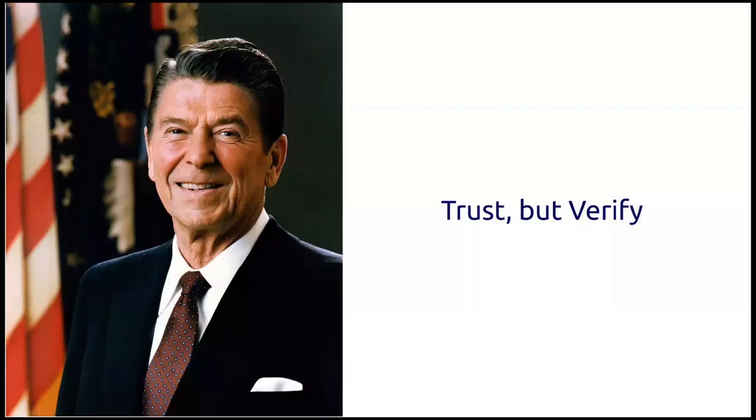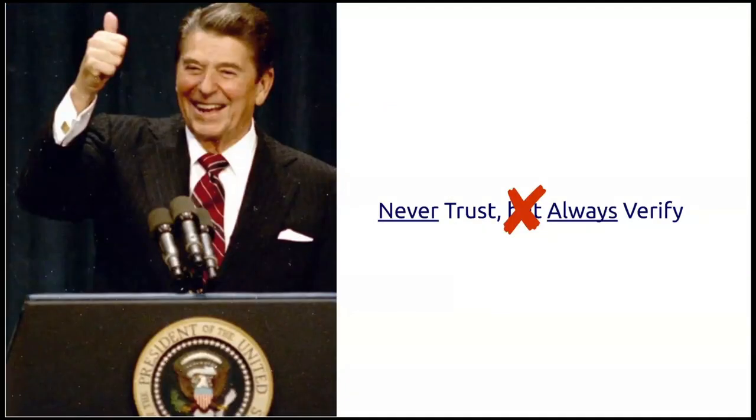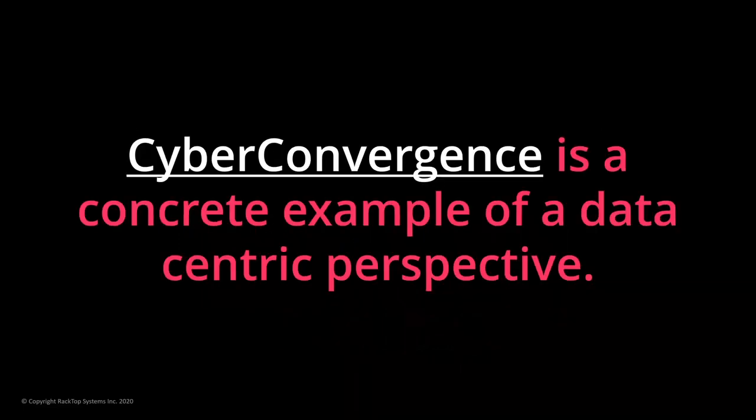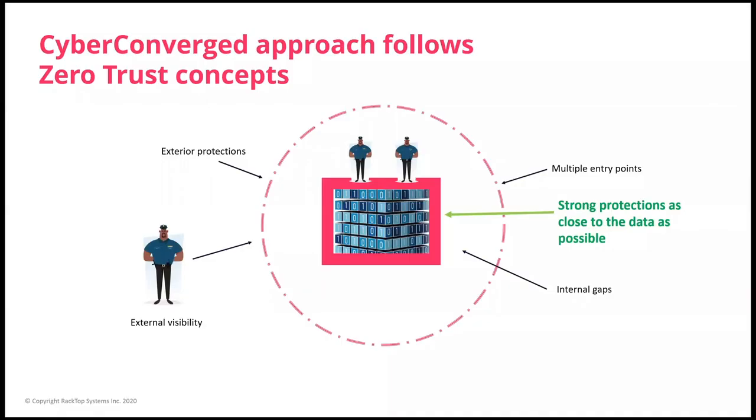And so we all remember the saying, trust but verify. We're now moving to a never trust and always verify model. And that's what really zero trust is all about. And so it's important to remember the bad guys don't steal networks, they steal data, right? So we want to put the data in a place that's protected, but accessible and usable to do the mission or operation. And so cyber convergence is that example of putting the data in a secure container, but allowing you to do all the things you need to do and not hindering the mission or the operation.